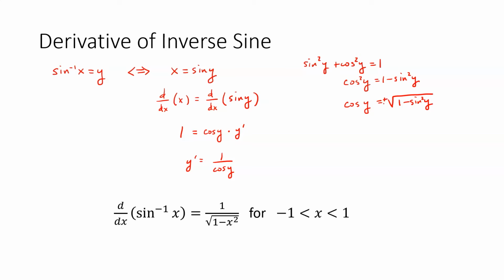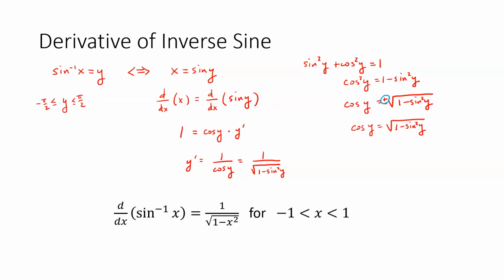Actually, we may want to think of this as plus or minus the square root. But in this case, cosine takes on only positive values in the range when this inverse function is defined. Remember here that y has to be between negative pi over 2 and positive pi over 2. We know that cosine is positive for those values, right? So this will be equal to the positive square root of 1 minus sine squared. So therefore this will be 1 over the square root of 1 minus sine squared.